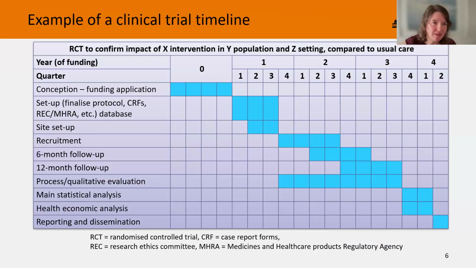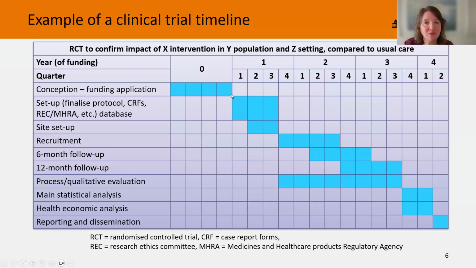So where's all this information going to come from? Quite often we get it from clinical trials. So here's an example of a clinical trial timeline, just a very standard generic kind of trial. We're doing a trial on a thing in some people to see if it works. There's the funding, which might take a while. So conception, you're doing the funding application and so forth. That takes as long as it takes.